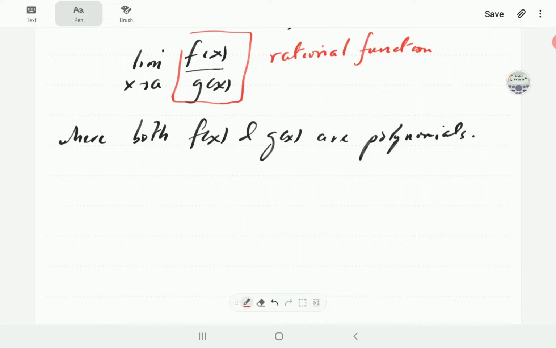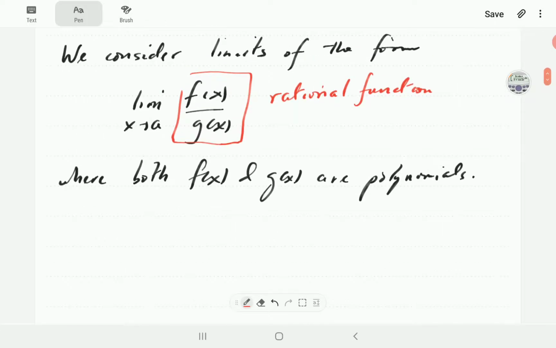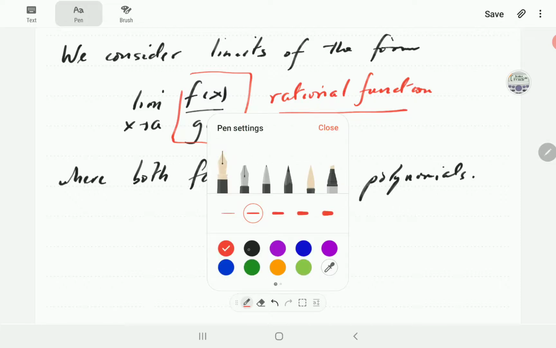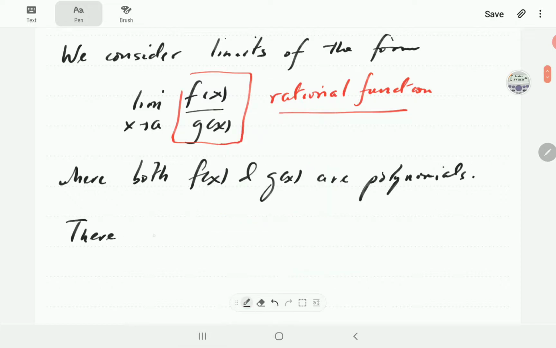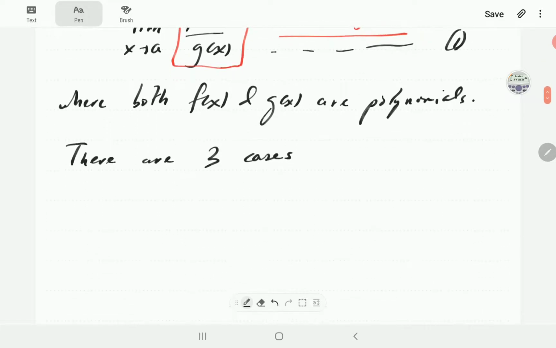Note, however, that the ideas we are going to develop here, even though they're going to be developed in the context of rational functions, can be extended to other quotient functions where the numerator and denominator are not necessarily both polynomials. We'll demonstrate that as we work through some examples. There are going to be three cases that arise in limits of this form. Let me call this equation number 1.